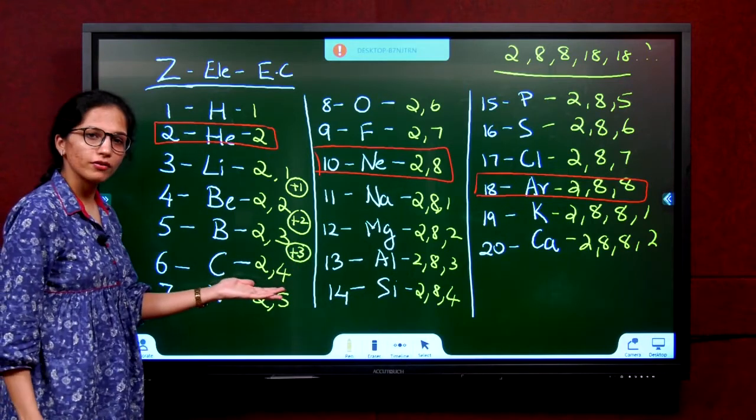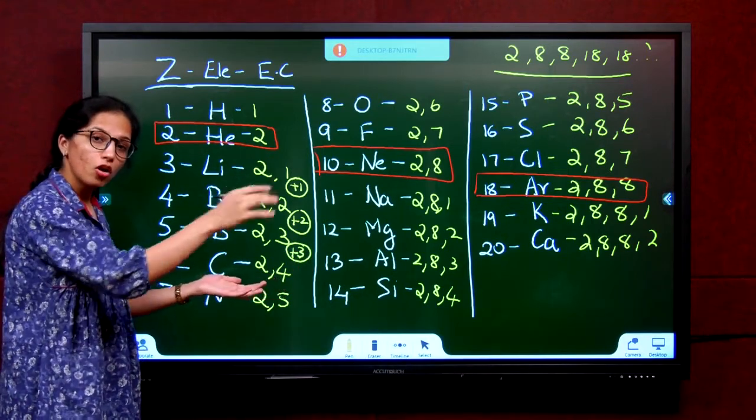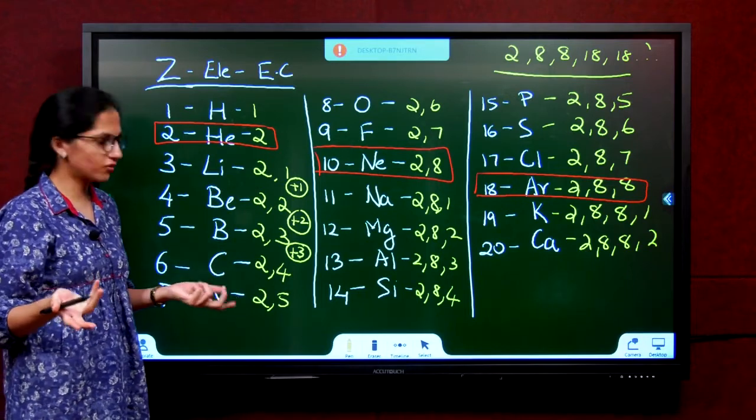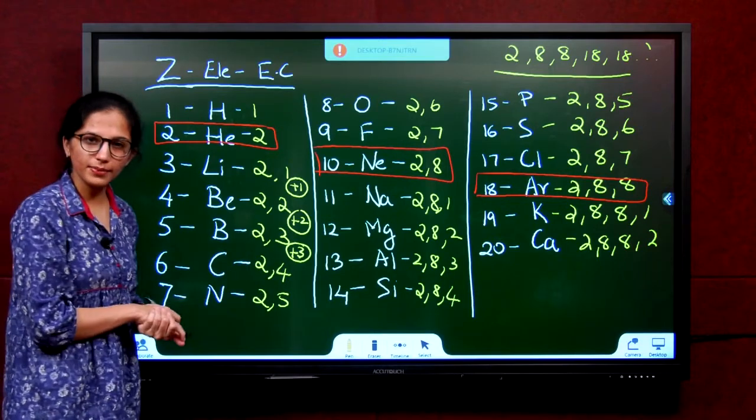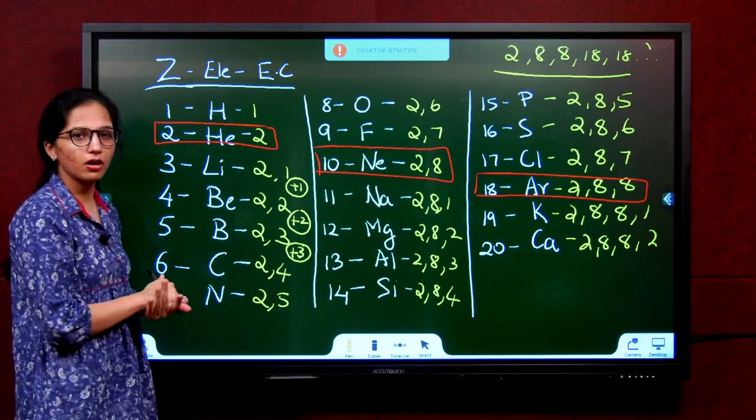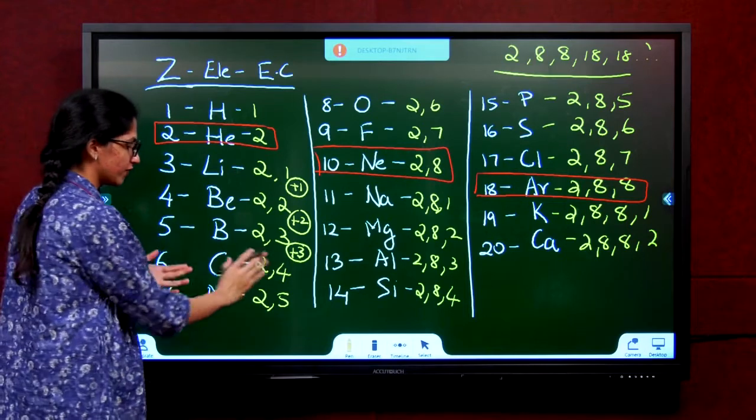Carbon has 4. It can either give 4 or take 4. Both are the same. No advantage anywhere. Both are equal. So we will not be able to decide what to do with carbon now. You will learn this in a separate chapter called carbon and its compounds. We will leave carbon here.